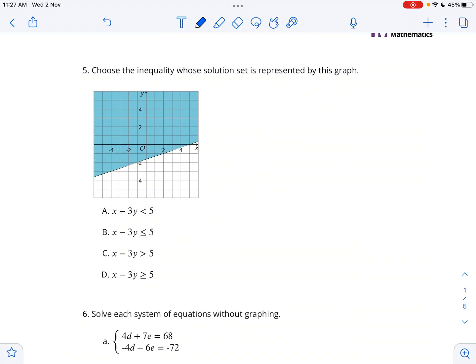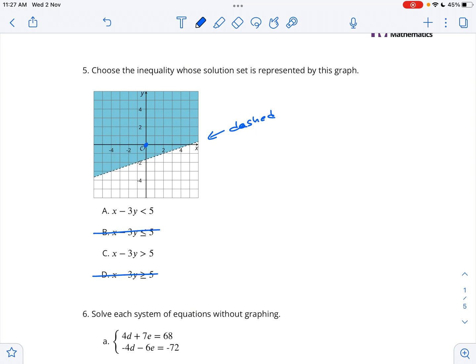Question 5, choose the inequality whose solution set is represented by that graph. Well, again, this is a dashed line. Okay, so because it's a dashed line, I know straight away I can eliminate B and D, because B and D are less than or equal to and greater than or equal to. Those would have to be solid lines.